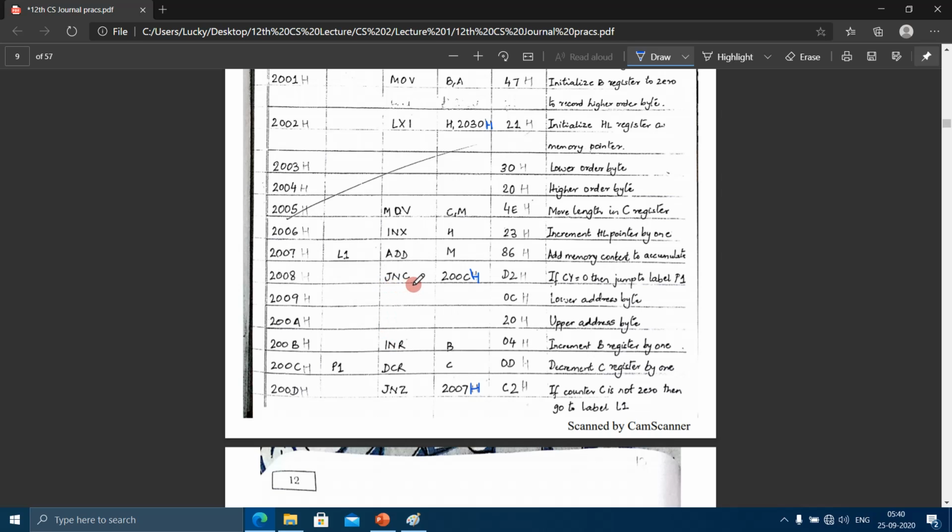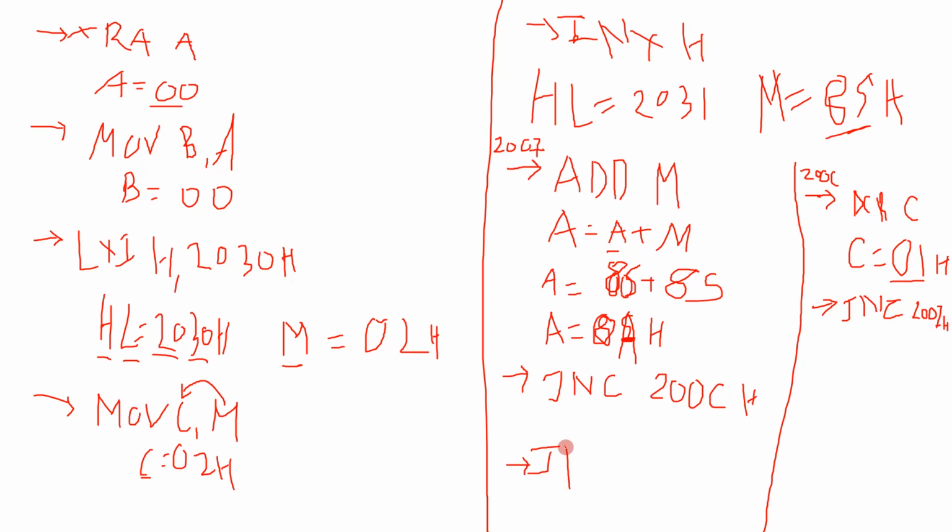When the condition was satisfying, when there was no carry, it was jumping to location 200C bypassing INRB. But when condition is not satisfied, it will execute the next instruction soon after JNC. So what is the instruction? INRB. That means increment B. B was how much? 0 0. We had made the contents of B 0 0. Now it will be incremented. B is equal to 0 1.